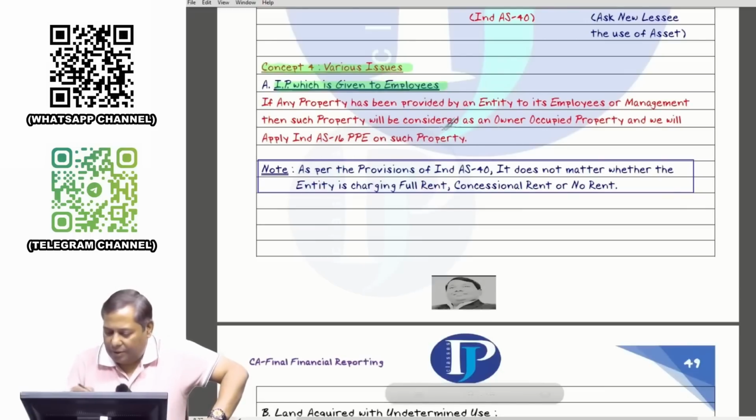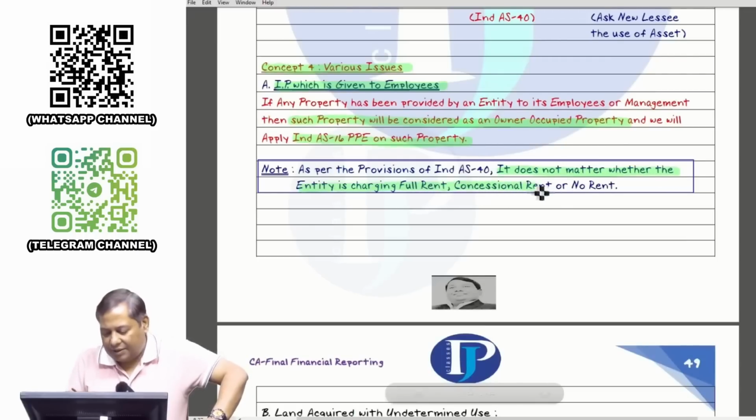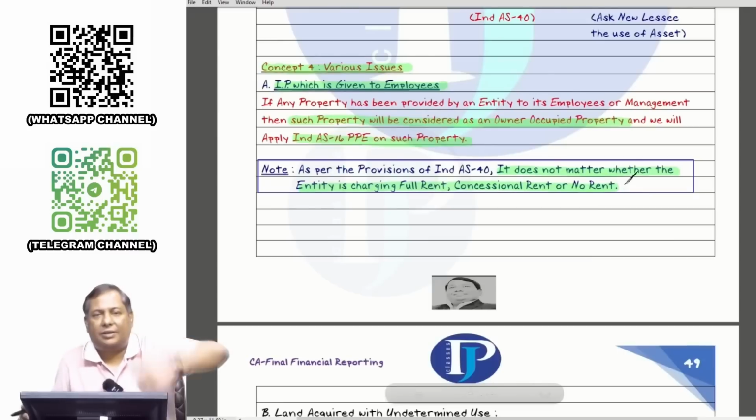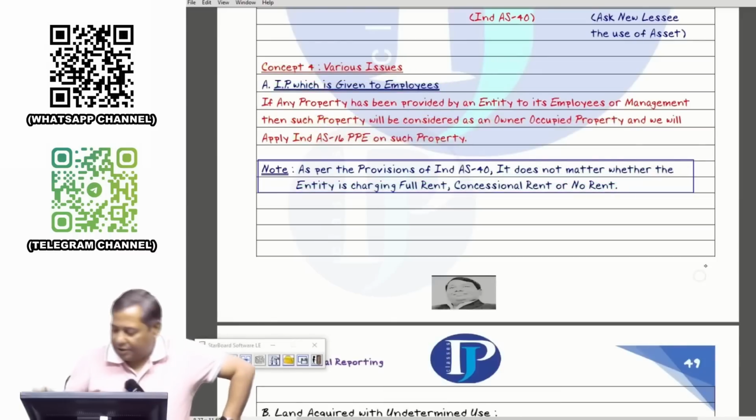Look here, such property will be considered as owner occupied and we will apply 16 on it. Then, if you remember, I told you that it does not matter whether the entity is charging full rent, concessional rent or no rent. Okay? I had discussed the first case with you. Second case, within various issues.